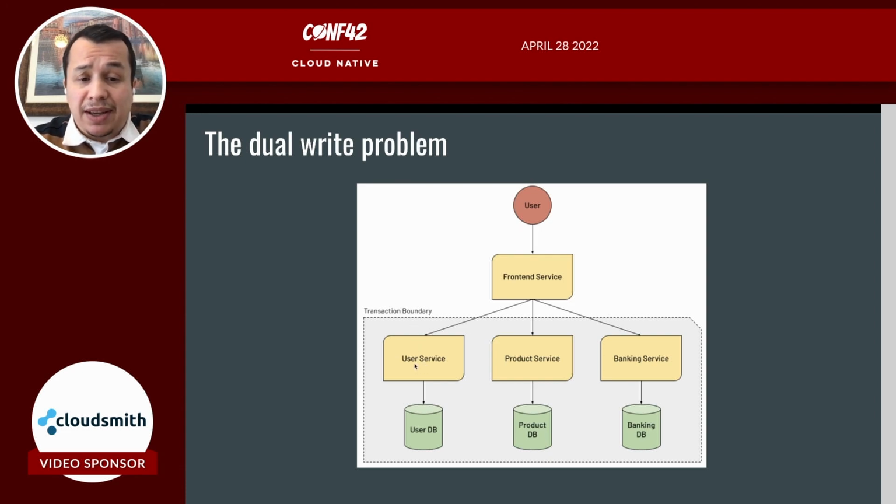For instance, you might need access to the user service, product service, and banking service at the same time, and these might be accessing separate, different databases. For instance, like this user DB, banking DB, or product DB. And if one of our services crashes, imagine that we cannot access the banking service in this transaction, we need to roll back our updates on the product service and user service.